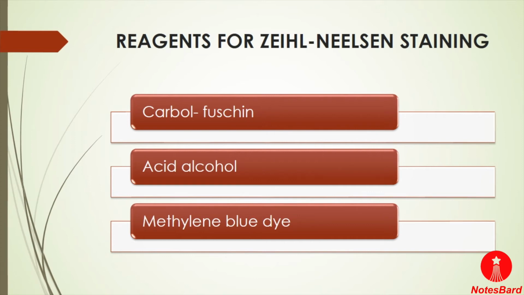Now acid alcohol is made up of ethyl alcohol, which is diluted by distilled water and hydrochloric acid. The counterstain dye, which is used as methylene blue, and 1% acetic acid, is made up of methylene blue, which is diluted by distilled water and acetic acid. So these are the reagents or stains which are used for the staining method in Ziehl-Neelsen staining.